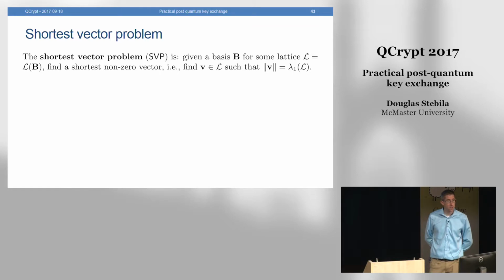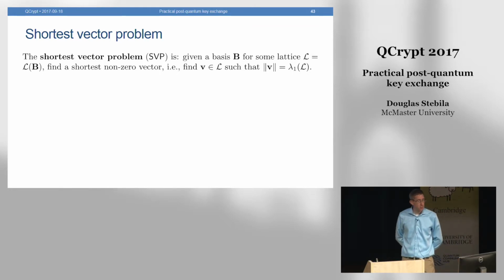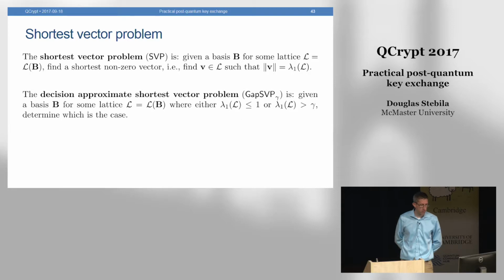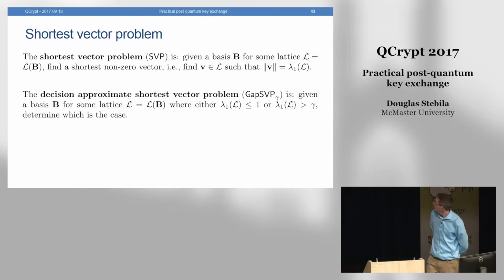Now, a related problem to the shortest vector problem that ends up coming up in our proofs is something called gap SVP, the decision approximate shortest vector problem. Here, again, we start off with the basis for a lattice. And the task in the gap shortest vector problem is to decide whether the shortest vector in the lattice is below a certain value or above a certain value. So is it less than or equal to 1, or is it greater than gamma, say, for some factor gamma? So this is asking you to just approximate the length of the shortest vector. And this approximate shortest vector problem is what we use to give the security of the learning with errors problem.